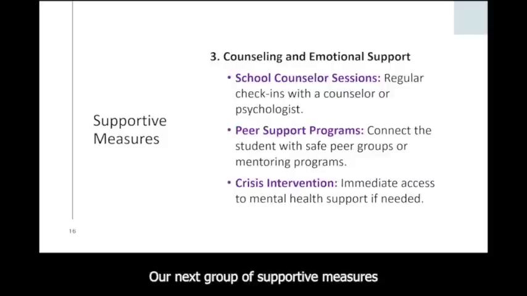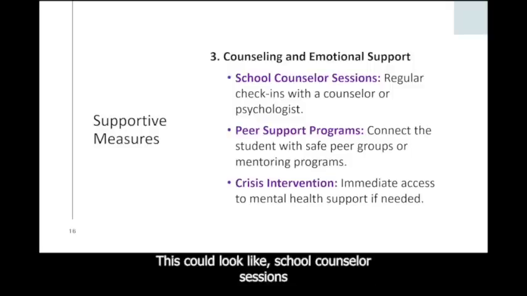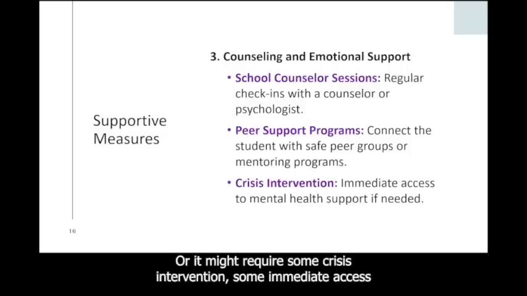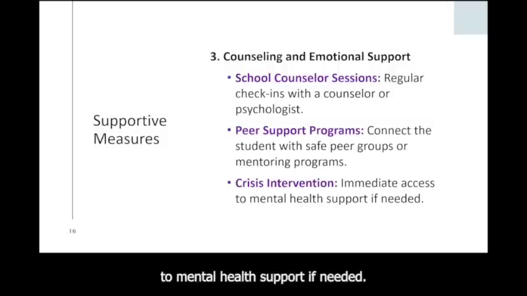Our next group of supportive measures are counseling and emotional support. This could look like school counselor sessions, some regular check-ins with a counselor or psychologist. It could include peer support programs to connect the student with safe peer groups or mentoring programs. Or it might require some crisis intervention, some immediate access to mental health support if needed.